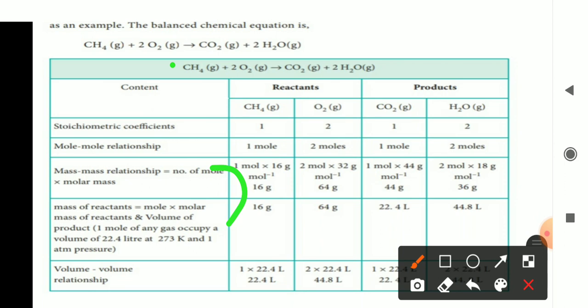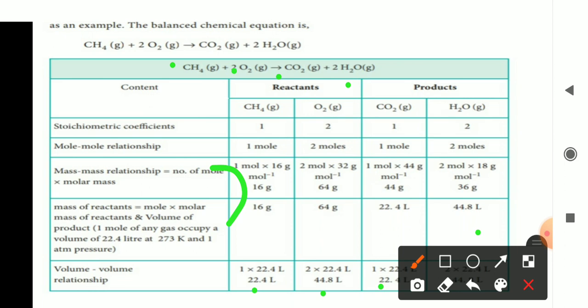When the number of moles is multiplied by 22.4, you can get the molar volume. Here 1 mole is there, no? So we can say 22.4 liters of methane. Here how many moles are there? 2 moles. Oxygen 2 moles. So 2 into 22.4, 44.8. Then carbon dioxide only 1 mole, so 22.4. Then water 2 moles, so 2 into 22.4, 44.8.